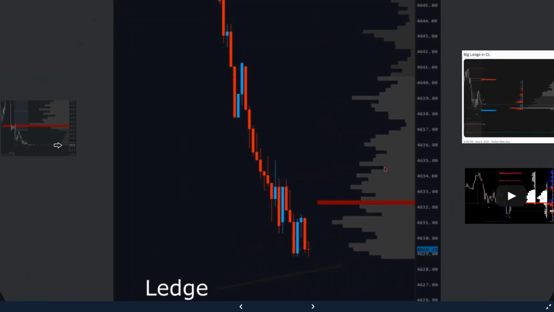Now, ledges and ledge setups. So here's an example of a ledge.